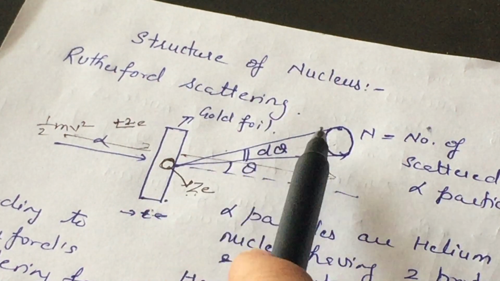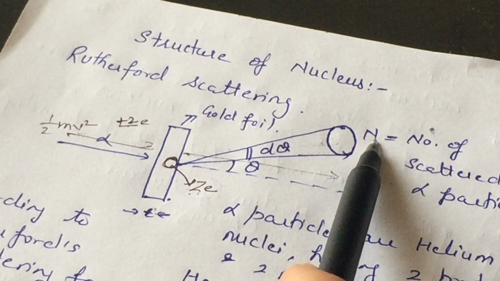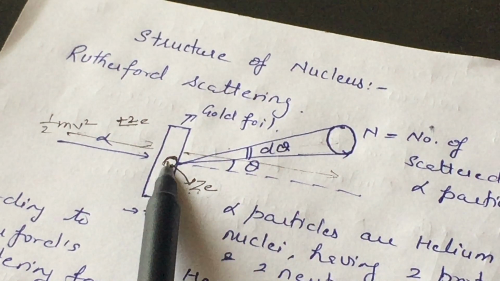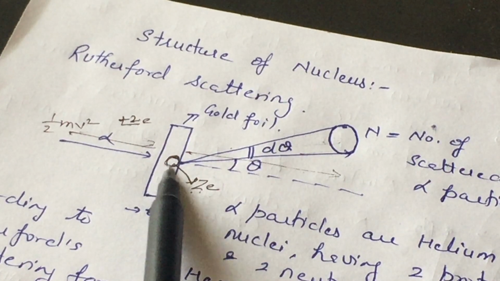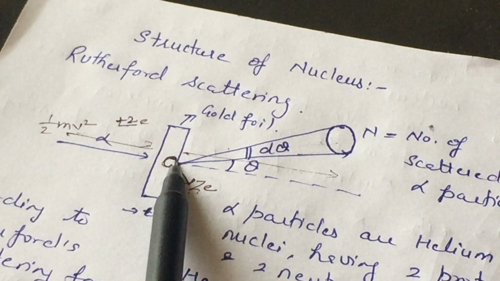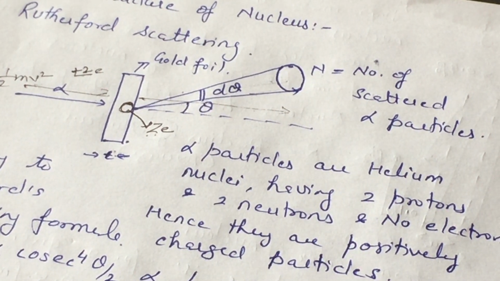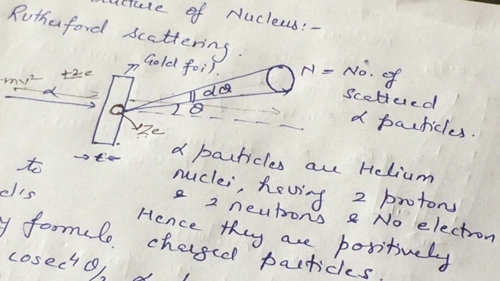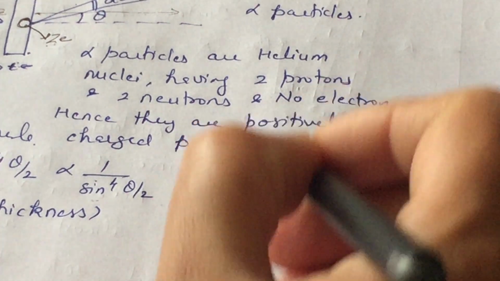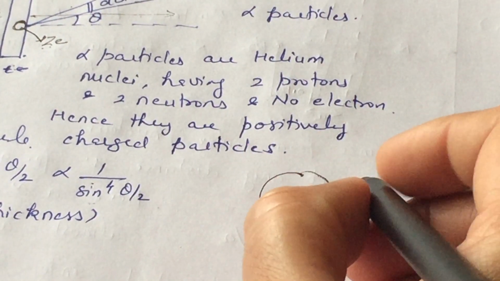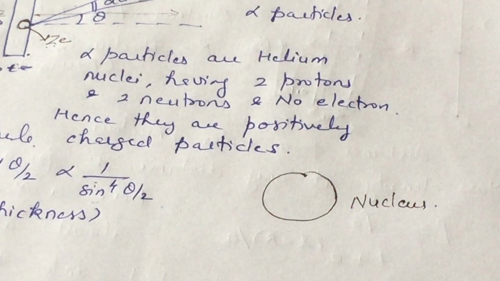With the help of Rutherford scattering, or with the help of the scattered alpha particles, we can find out there is something inside the gold foil, and that something is called the nucleus. It means the first conclusion from the Rutherford scattering experiment is that there is something present inside the atom, and it is termed the nucleus.